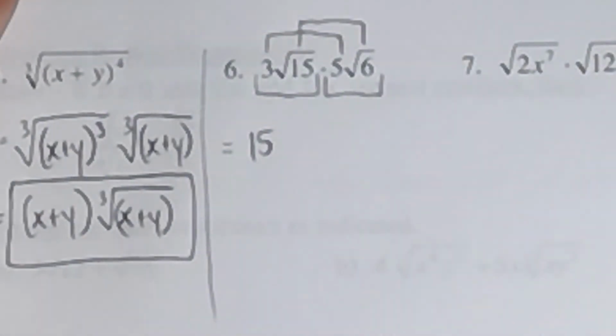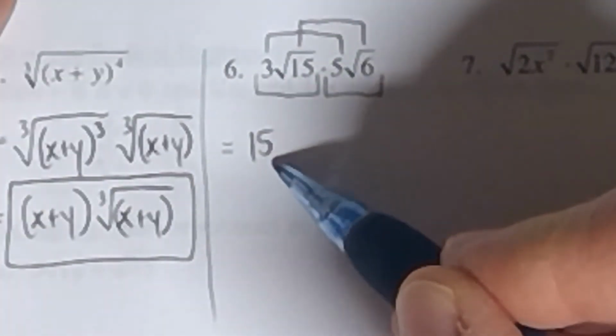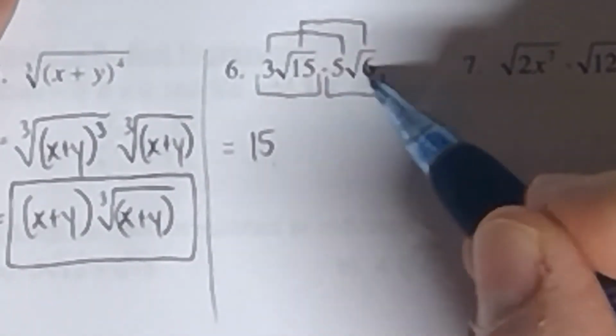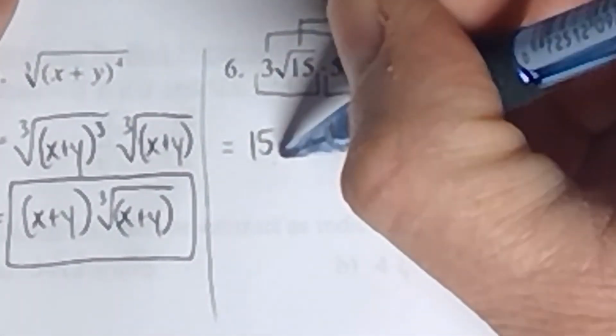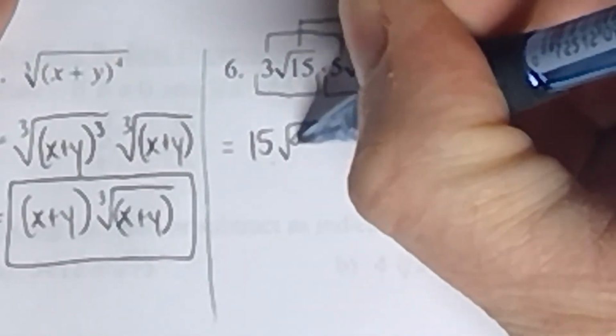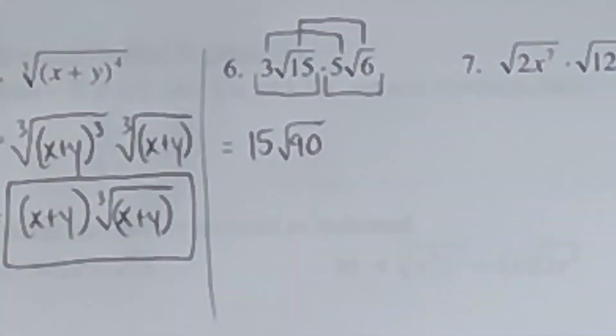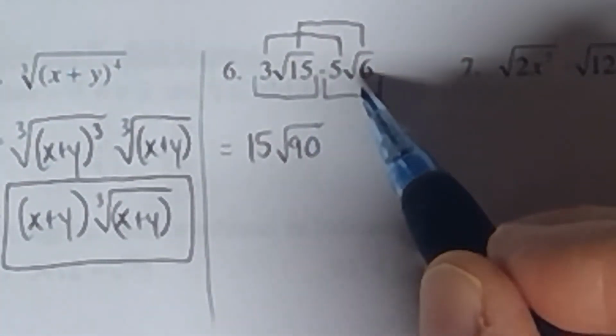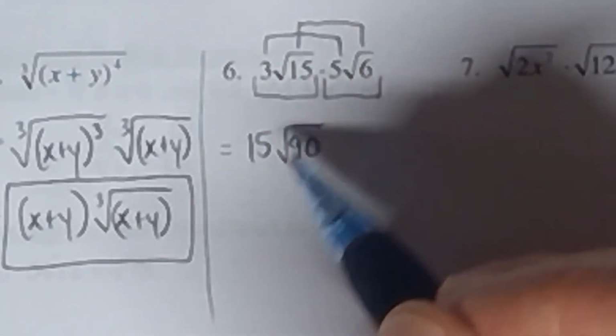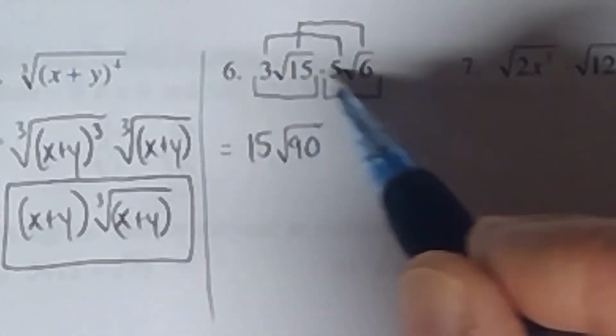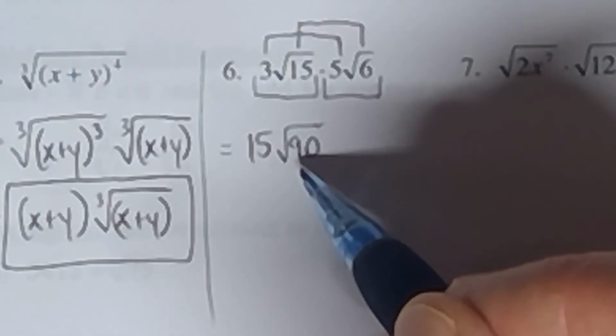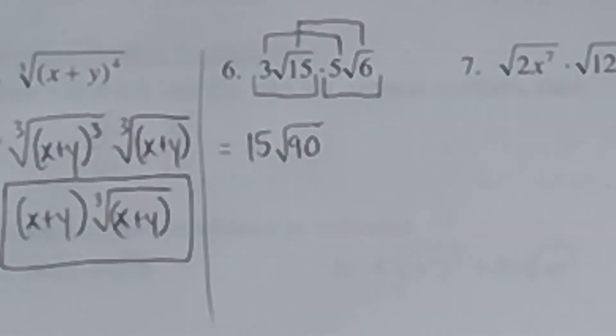Outside times outside is 15, and guess what? Outside times outside, that answer stays outside the radical. Inside times inside, 15 times 6 is 90, and that stays inside the radical. Okay, so let me say that one more time. A radical term times a radical term: outside times outside stays outside, inside times inside stays inside, and we created a brand new radical term here.